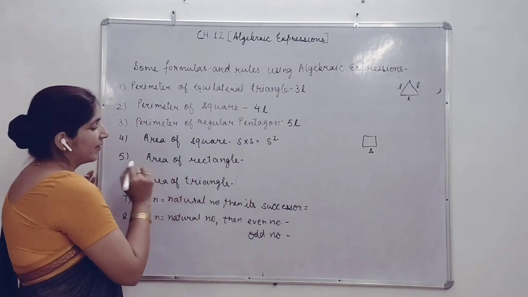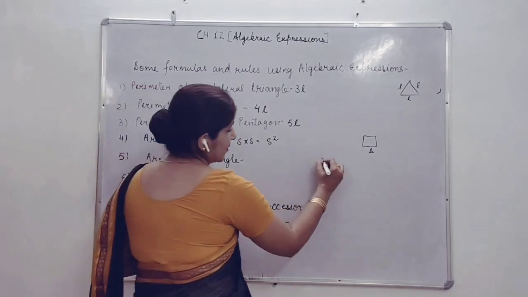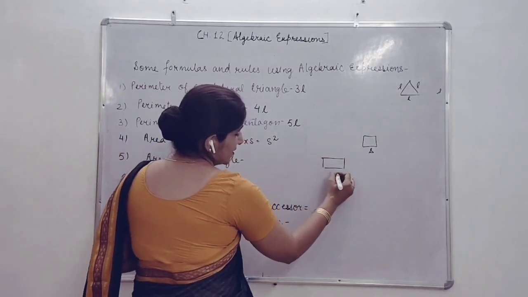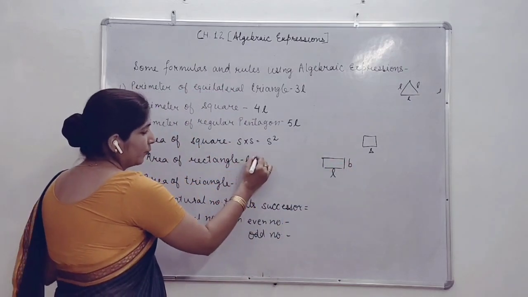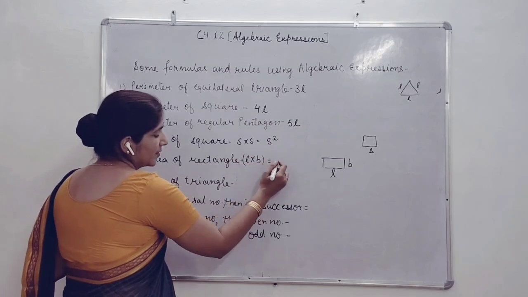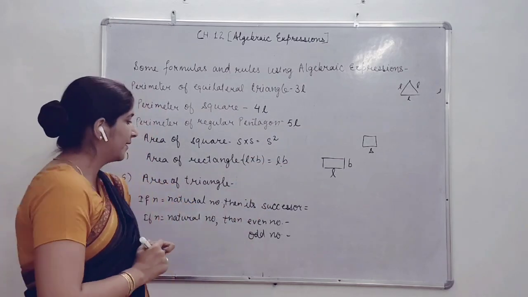Okay. Area of rectangle that we used to write length into breadth. Suppose this is the rectangle. So this is length and this is breadth. So means L into B. So answer is LB. So you can see we are using the variables here.